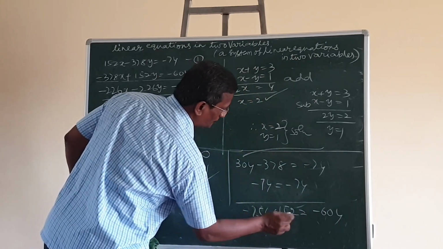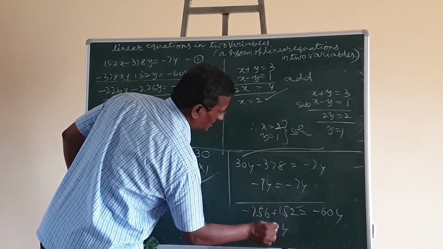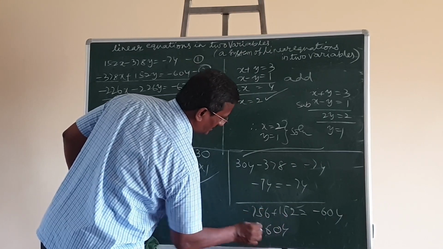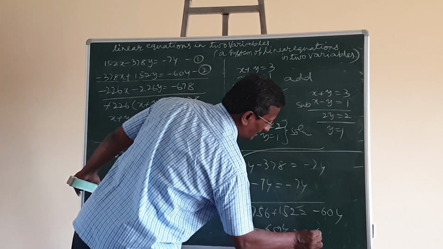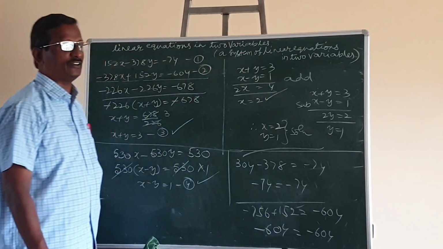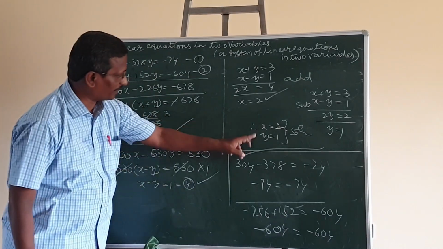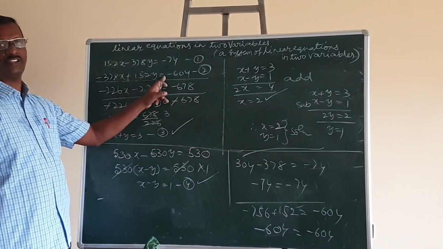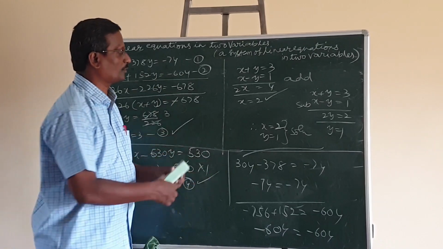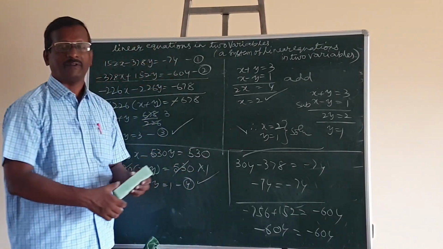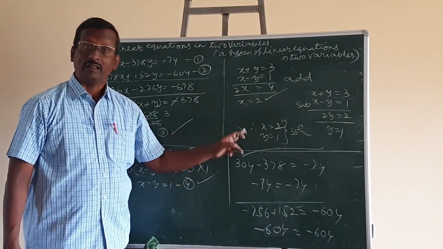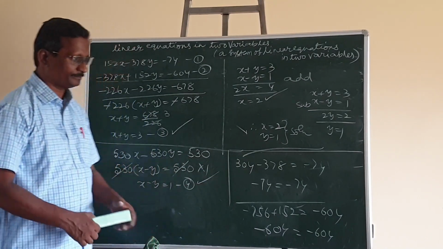6 minus 2 is equal to 4, 5 minus 5 is 0, 7 minus 1 is 6 with the negative sign, minus 604 is equal to minus 604. So this x value, y value, again they are satisfied in equation 2. Therefore, this common solution whatever we got is the correct solution.